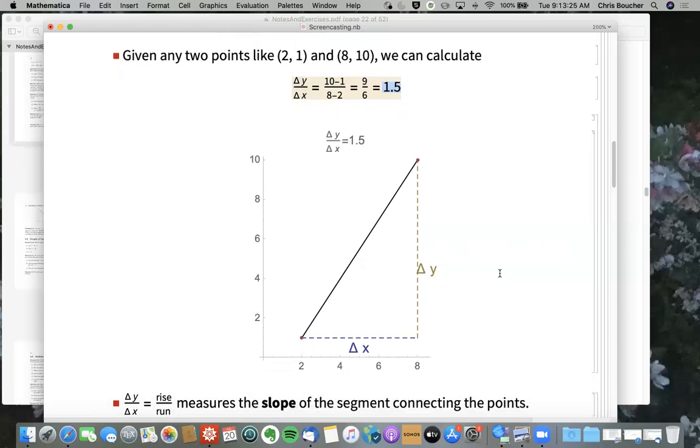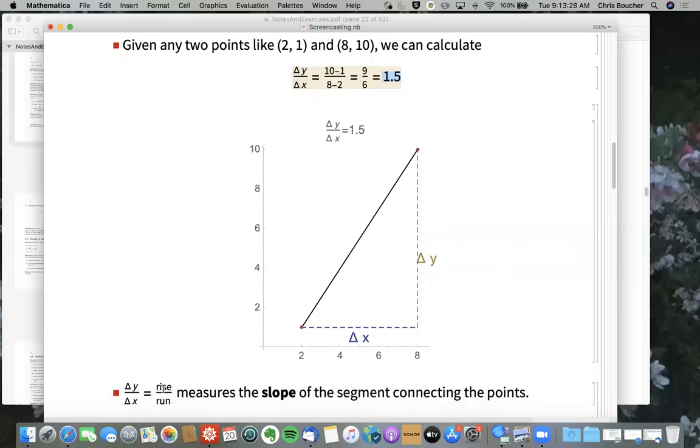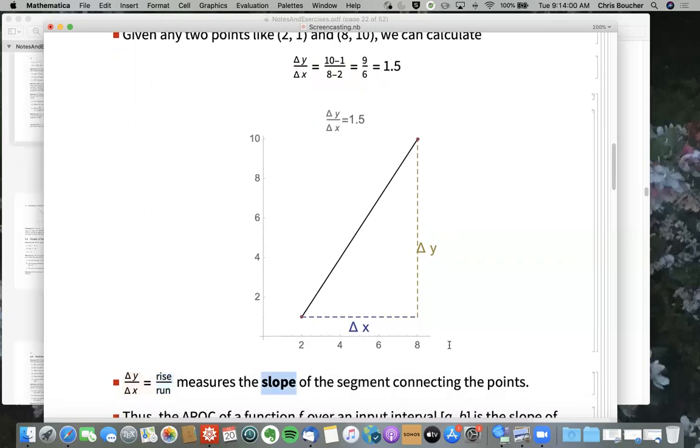And calling this slope is actually a sensible thing to do, right? Delta y over delta x is sometimes referred to as rise over run, because you can see in this picture that delta y is a vertical distance, a rise, and delta x is a horizontal distance, a run. Well, if there is a lot of rise and a little run, then this is going to be a big number, and this is going to be a steep segment. On the other hand, if we have a small rise and a big run, then this is going to be a small number, and this is going to be a shallow, not very steep segment. In that sense, it makes sense to call this number slope. When it is big, the segment's steep, and when it is small, the segment is not so steep.